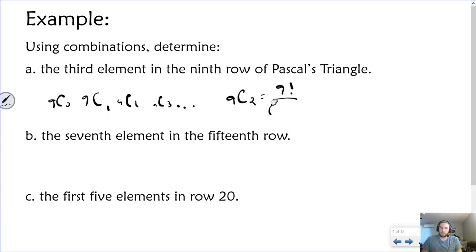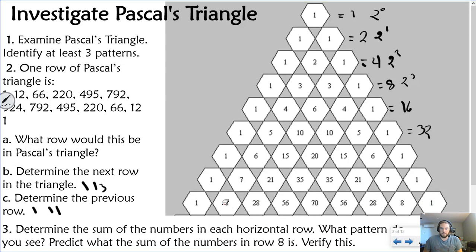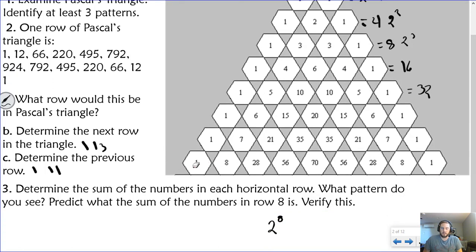9 factorial divided by 9 minus 2 factorial times 2 factorial. So this is 7, so we get 9 times 8 over 2, which is 36. Okay, so the third element in the ninth row of Pascal's triangle is going to be 36. Right? And if we're not convinced, if we take a look at our Pascal's triangle from this slide here, if we took the ninth row, this is the eighth row, so the next one's going to be 1, 9, and then 8 plus 28 is 36.